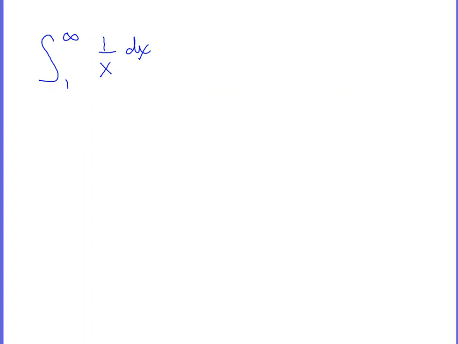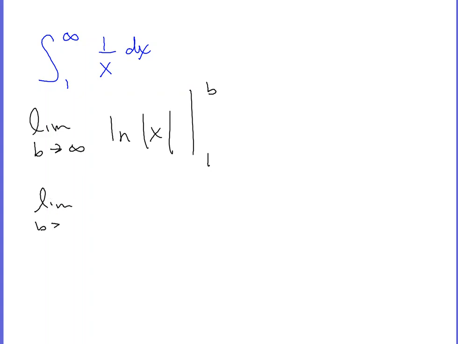So this is another easy one to integrate. 1 over x is just ln of x. So we're going to look at the limit as b approaches infinity for ln of x, from 1 to b. I kind of skipped a step there, but this is fine. You can skip right to this point. So let's go ahead and plug in our b.